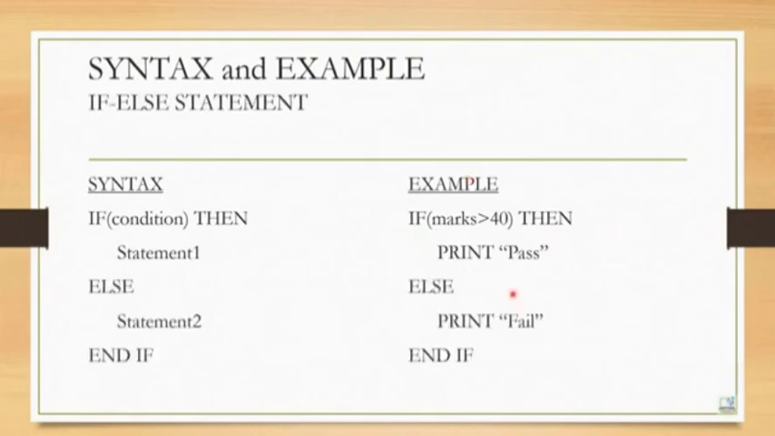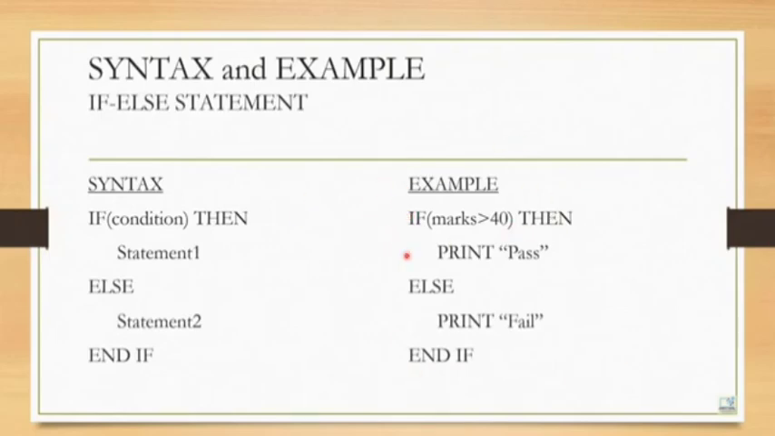Next is if-else statement. Now in the if-else statement, there are two parts, either if or else. Now whatever is the condition, if the condition is true, then statement 1 will work, and if the condition is false, then statement 2 will work. For an example, if marks is greater than 40, then print pass, else print fail, and then end if. Always remember to write end if to close the if block.